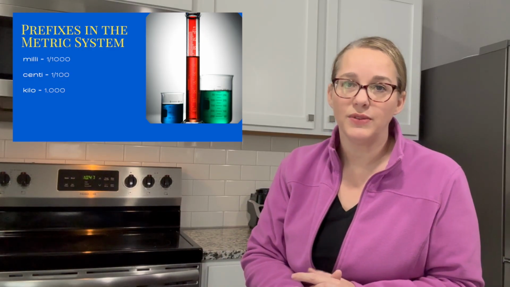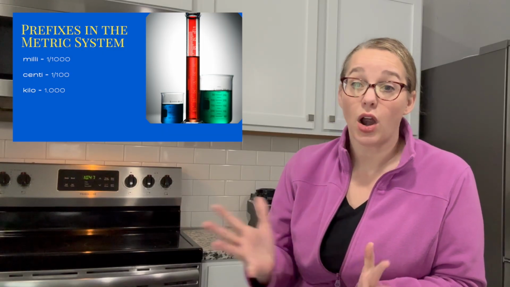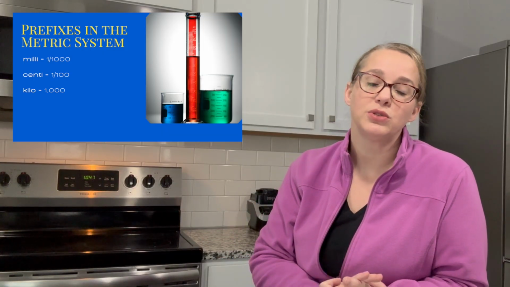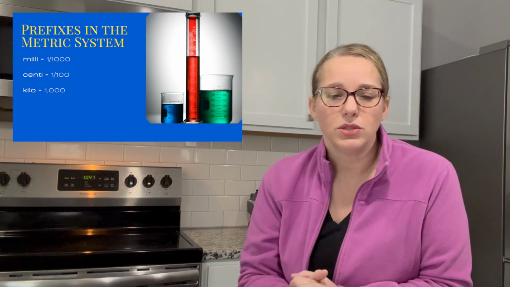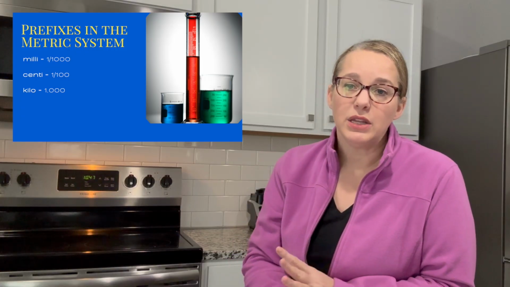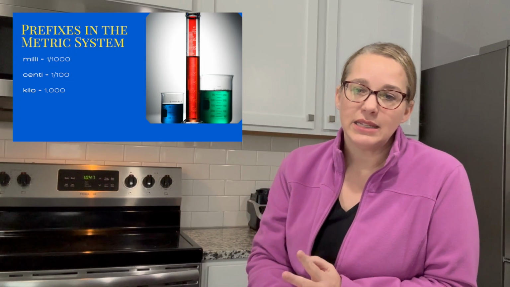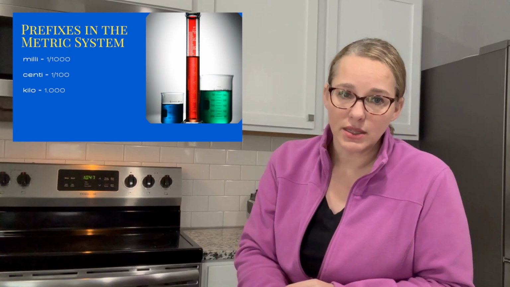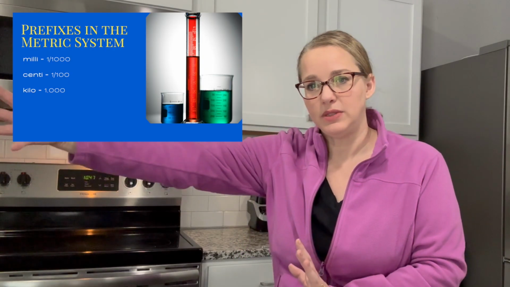These are prefixes that we use in the metric system. These are the three most common ones. There are other ones, but these are the three most common ones that show up over and over again in lots of different situations. So you're probably going to want to write this down. Milli means 1/1000th. Centi means 1/100th. And kilo means 1000.